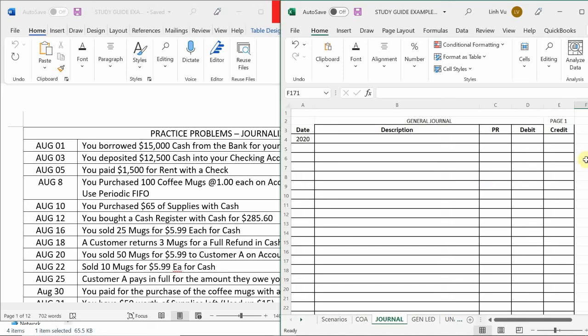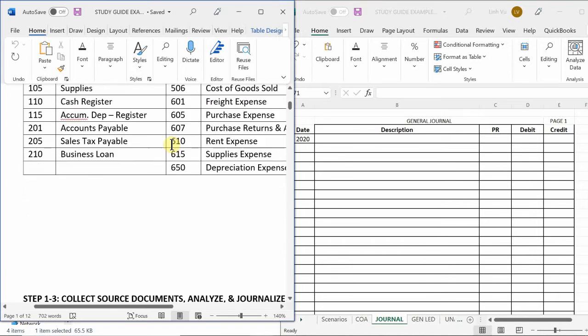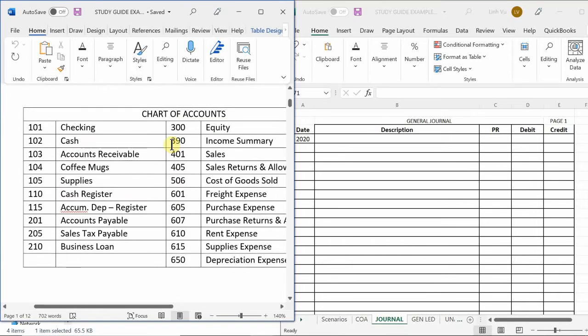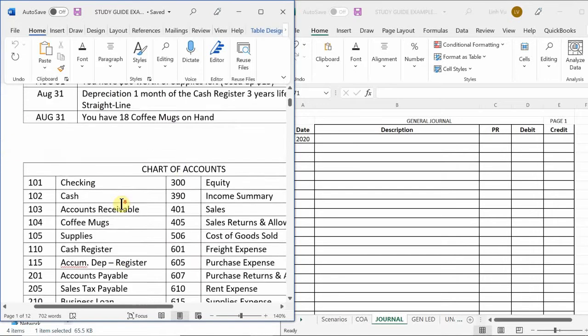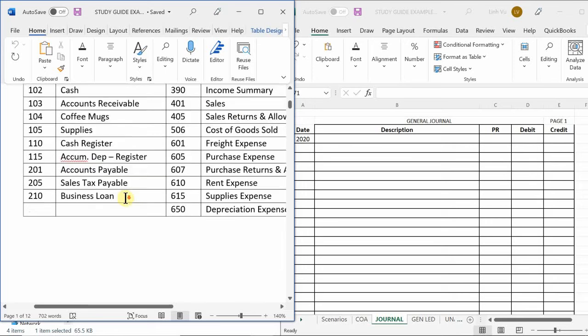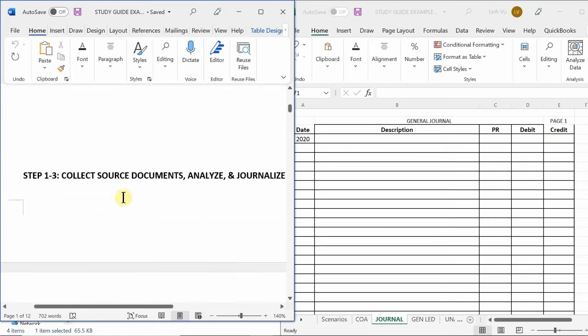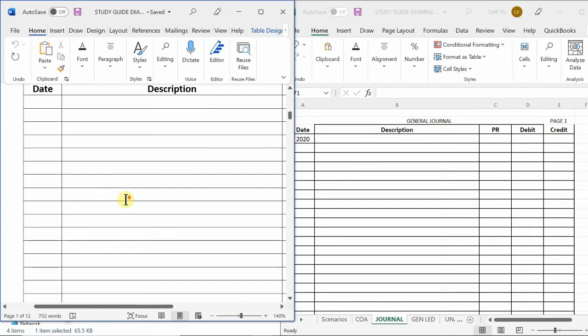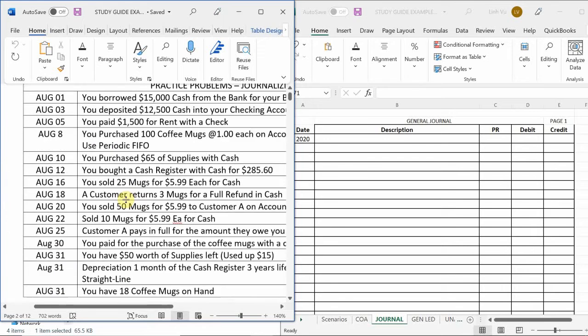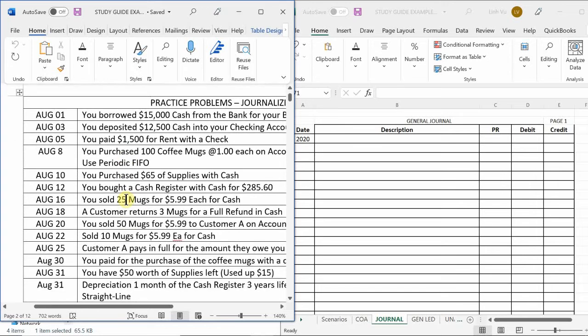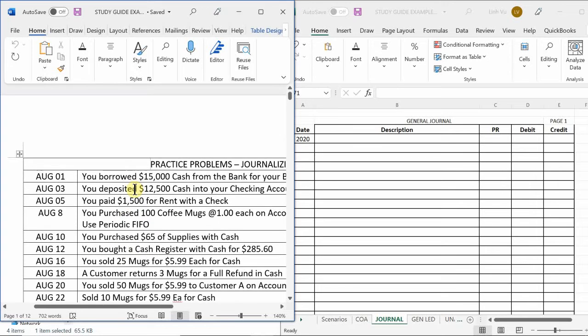So once again, this is going to be the practice for the final exam. Okay, so I give you scenarios here. I give you a chart of accounts, and you're expected to journalize each transaction. Okay, and you're expected to complete all 10 of the accounting steps of the accounting cycle. So let's go ahead and work through this together one at a time.